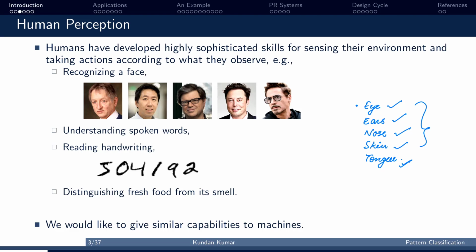These are sophisticated skills for sensing the environment and taking action on what we perceive. For example, recognizing faces and written digits. There are many actions that we do. Many of you are able to recognize the few faces shown here. That means you are able to learn from the environment what you perceived. In the future, you might have seen these faces and you are able to recognize them now.